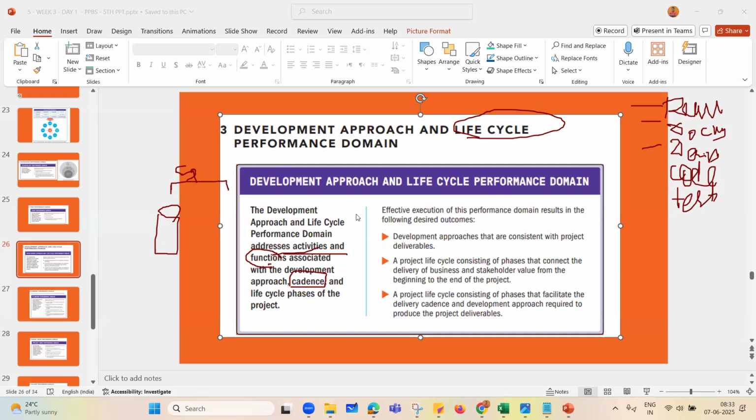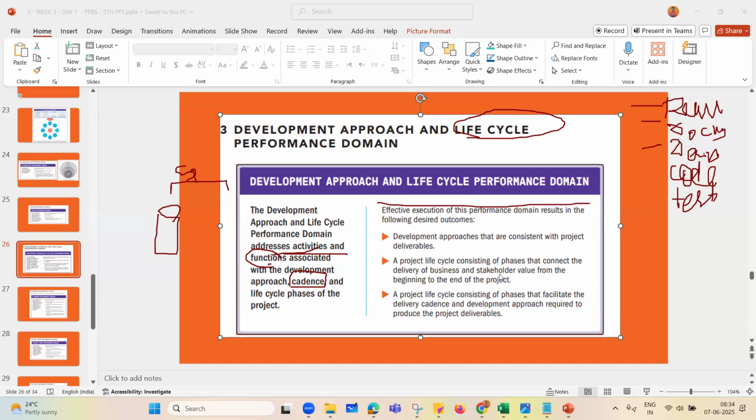Now, having said so, I want someone to read the right side of the card. Please go ahead. Effective execution of this performance domain results in the following desired outcomes. Number one, development approaches that are consistent with project deliverables. Number two, a project life cycle consisting of phases that connect the delivery of business and stakeholder value from the beginning to the end of the project. And number three, a project life cycle consisting of phases that facilitate the delivery cadence and development approach required to produce the project deliverables. Thank you so much for reading this out.